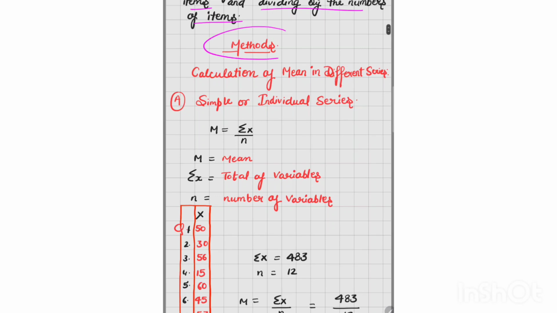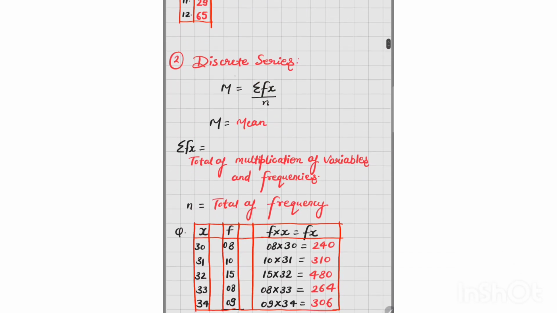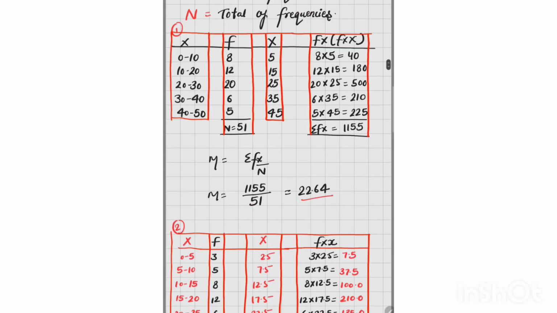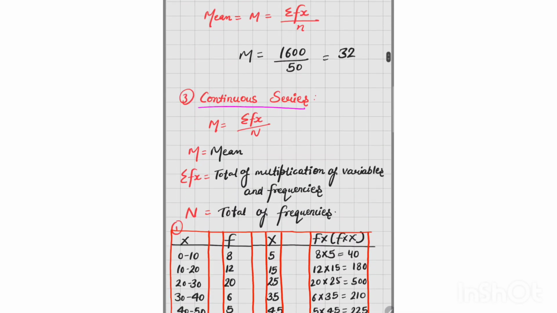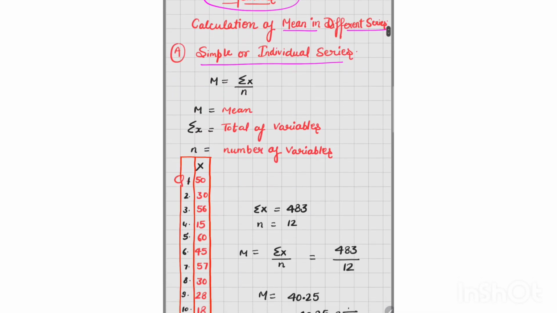So now we will look at the methods through which we can calculate mean. The method again depends on the type of series that we are dealing with, and there are three different types of series. The first is the simple or individual series, the second is the discrete series, and the third is the continuous series. So we'll go first to the mean of the individual series, also known as simple series. The formula to calculate the mean is sigma x upon n.